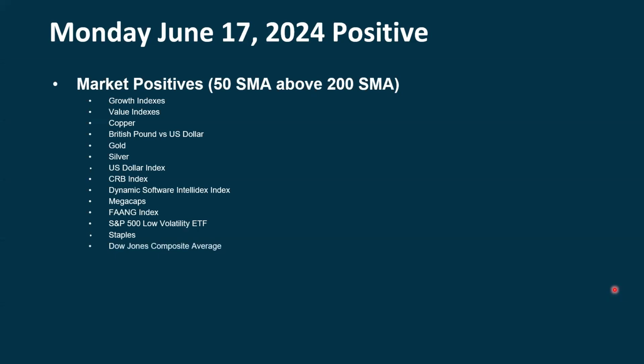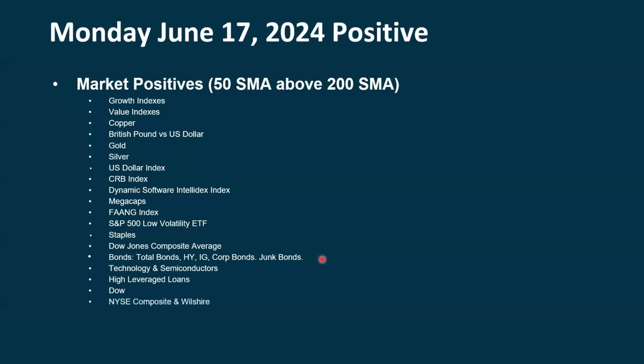The Dow Jones Composite average, even though the Dow's been weak and utilities are pulling back and the transports have really not been performing well, it's still in an uptrend. We look at bonds based on price with total bonds, high yield bonds, investment grade bonds, corporate bonds, junk bonds. There was one that I removed off of here, and that's the World Bond Index. The tech sector and semiconductors are in uptrends. The high leverage loans are still looking really good. The Dow's in an uptrend, even though it's been not really performing all that well.